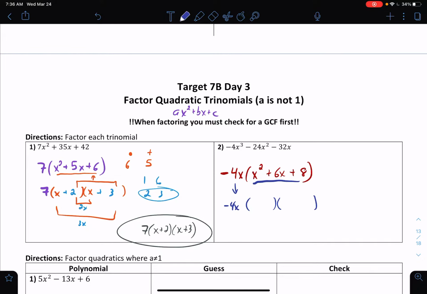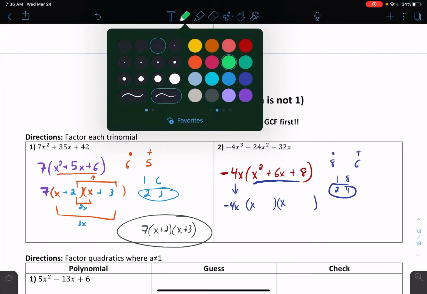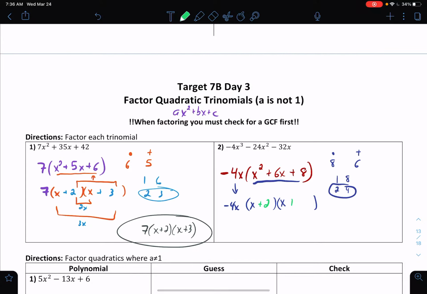So the first two terms need to multiply to x squared, so that's going to be x and x, because x times x is x squared. The last two terms need to multiply to 8, and the inners and the outers need to add or combine to give me 6. So what multiplies to give me 8 and adds to give me 6? Well, we could do 1 and 8, 2 and 4. That's about it. So which one of these multiplies to 8 and adds to 6? That'd be 2 and 4. So this is going to look like x plus 2 times x plus 4.